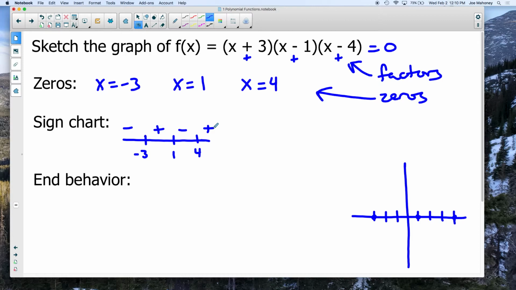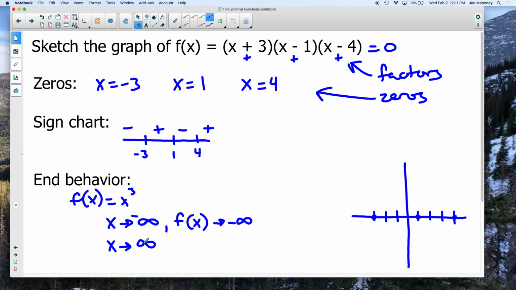Great. And finally, the end behavior. So I know that when I multiply my x's, it becomes some kind of an x cubed equation. So as x approaches negative infinity, f of x approaches negative infinity. And as x approaches positive infinity, f of x is approaching positive infinity. So there's my end behavior, there's my sign chart.